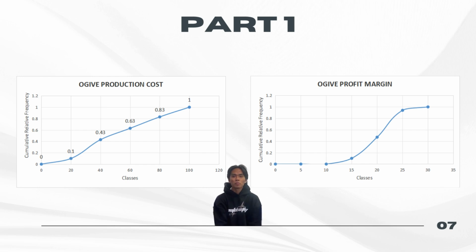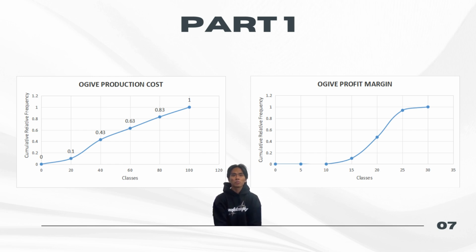BB233110692. So I'm going to present part 1 based on OGIF production cost and OGIF profit margin. The shape of the curve reveals insight into the distribution of production cost. A steeper curve indicates a higher concentration of cost within that range. In this case, the production cost OGIF appears to be relatively evenly distributed with a gradual increase in the cumulative percentage across the cost range. This suggests that the production costs are spread across various cost categories without any significant concentration in a particular range.